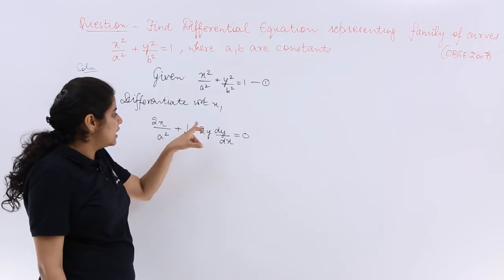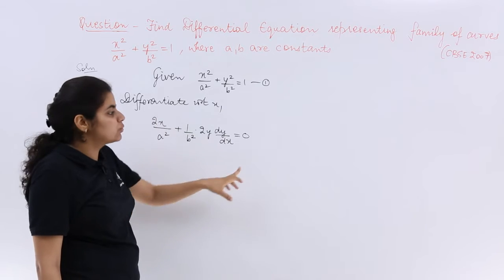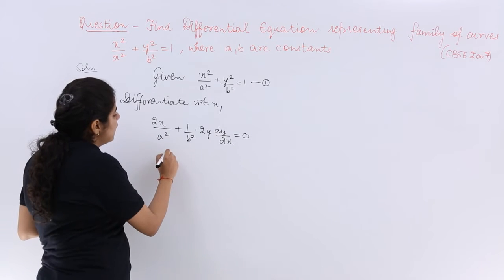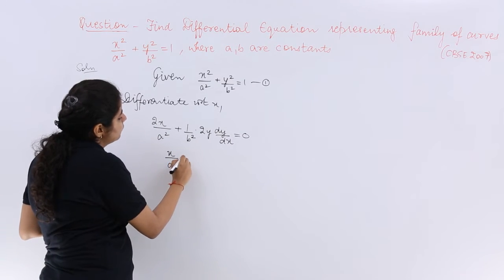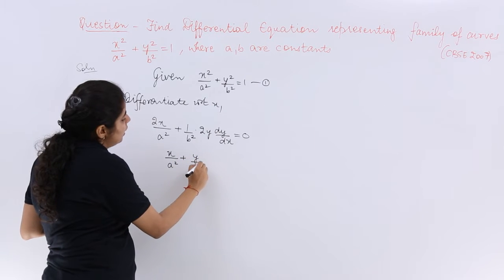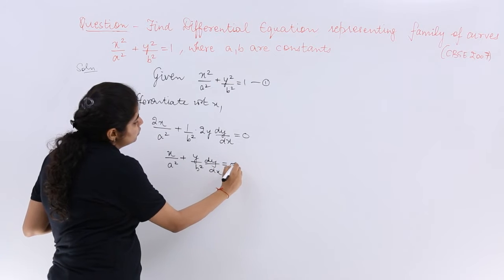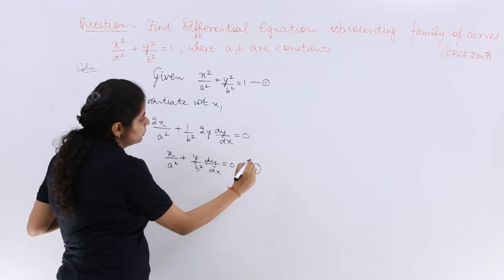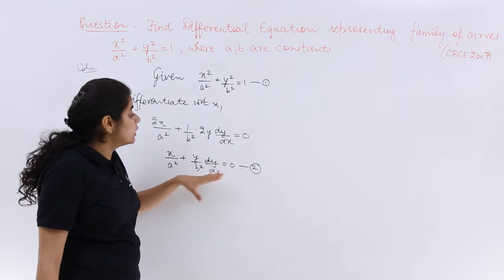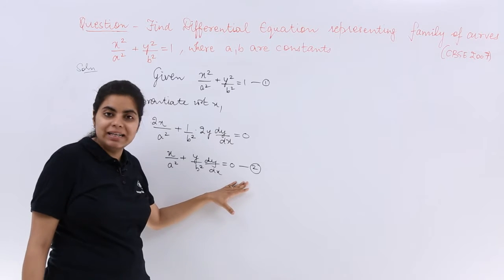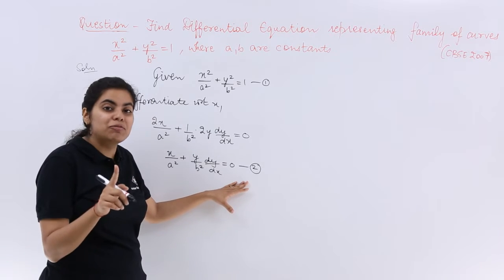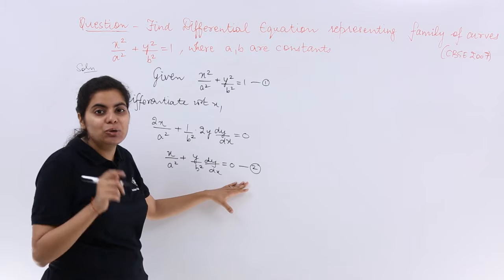Now you see, very easy, 2 and 2 becomes common, goes to the other side of 0. So what we are left with, x upon a square plus y upon b square dy by dx is equal to 0. That is your equation number 2. Now this is not the final answer, because dy by dx is only first order. You have to get second order because there are two constants.